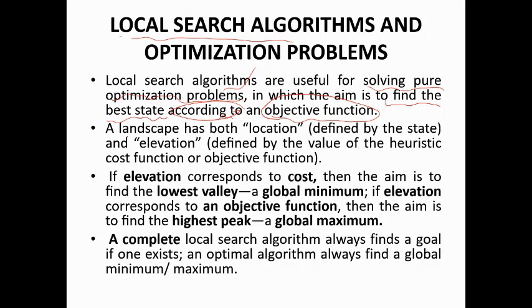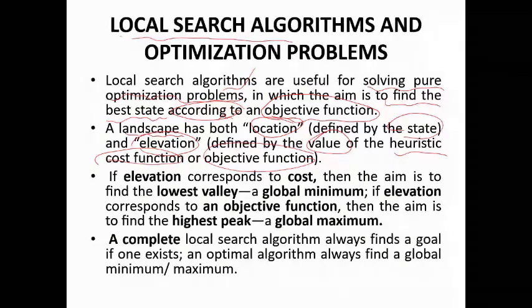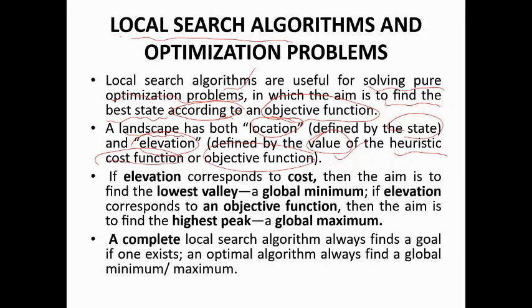So the landscape has both a location, which is defined by the state itself, your current state or the next state, and elevation, which is defined by the value of the heuristic cost function or objective function. Remember I told you last time, maybe 2 weeks before, about the heuristic functions and how they work in the greedy search algorithm. So the things are almost the same, but a little different, that's all.